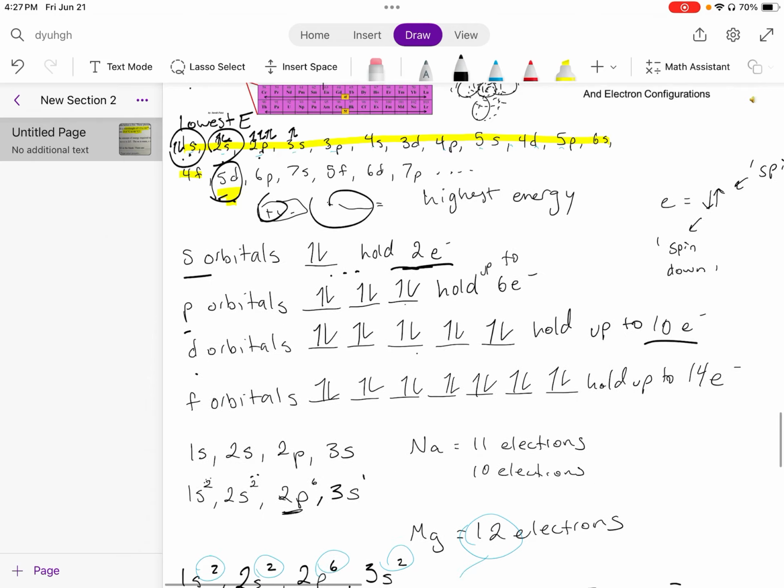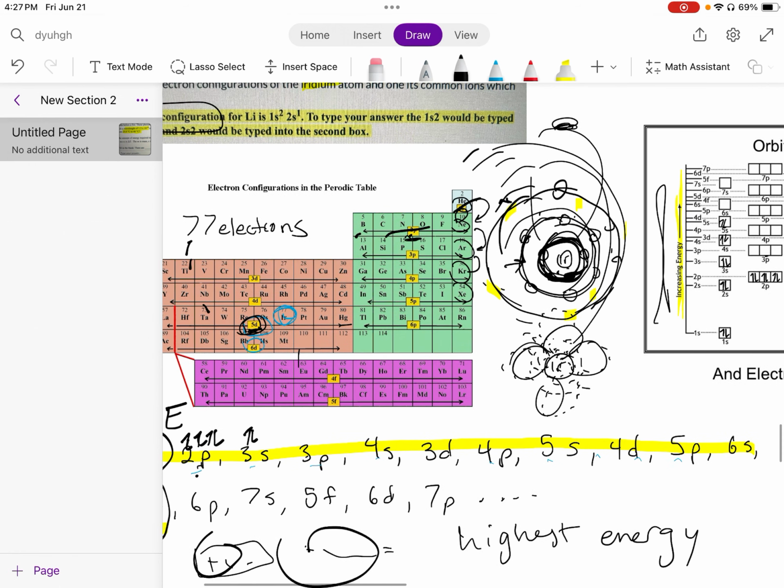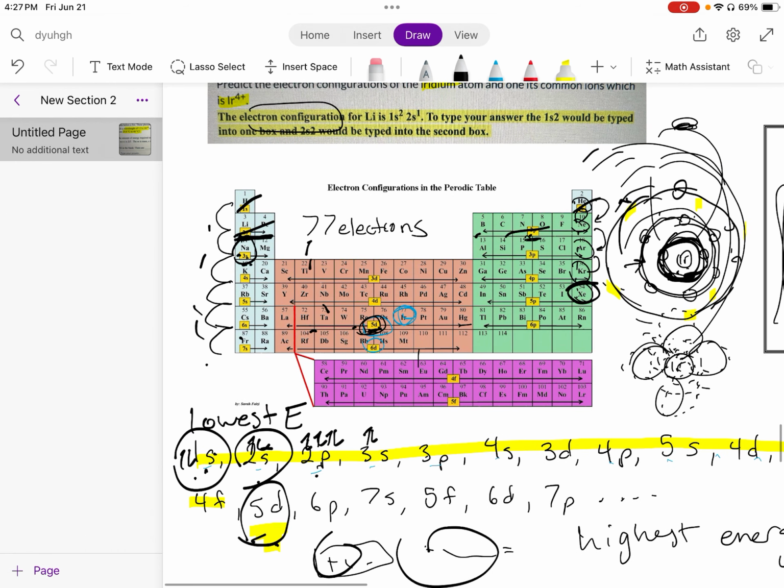So what people do is they take the nearest noble gas as kind of a landmark. You've heard that noble gases are stable. It's because their outermost orbitals are always full. So basically you take the nearest noble gas and then you just fill in whatever's left. For example, with iridium, our nearest noble gas is xenon. So people will say xenon plus, and then you pick up where it left off.